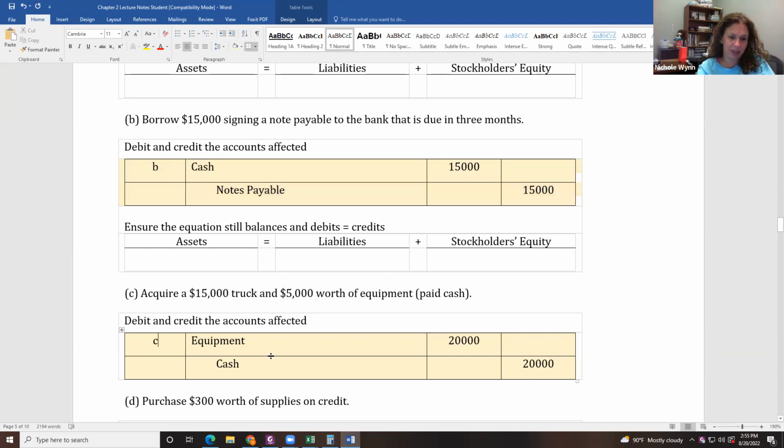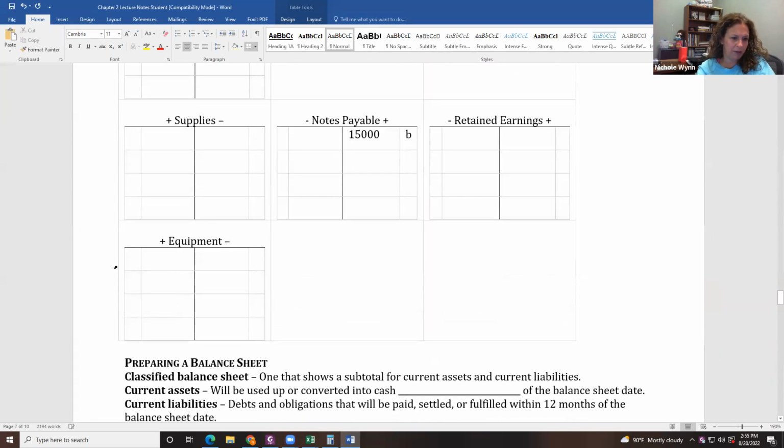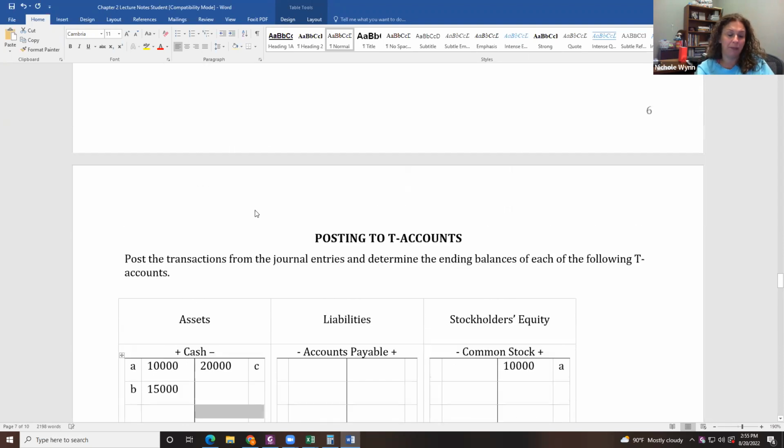All right, transaction C, I'm going to debit equipment and credit cash. So I'm going to go to equipment, transaction C, 20,000, and then I'm going to pay here. Sometimes students are like, do I put it here or do I put it here? It doesn't matter. I put it up there just in case because I don't know how much room I need, but you would probably be okay. I think you'd have enough room if you put it there, as long as you put it on the correct side. That's the important part of posting.